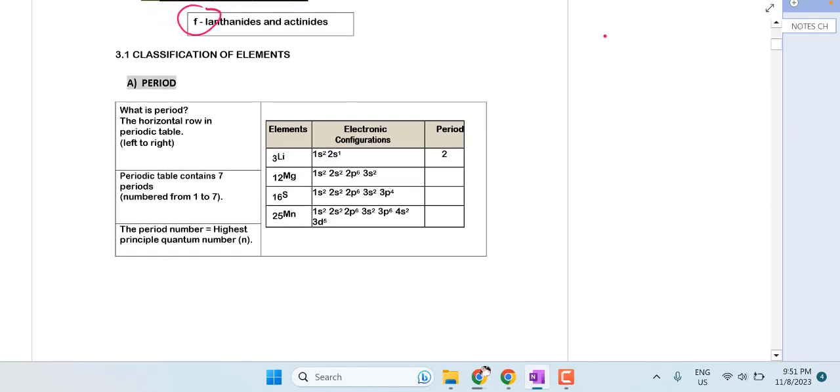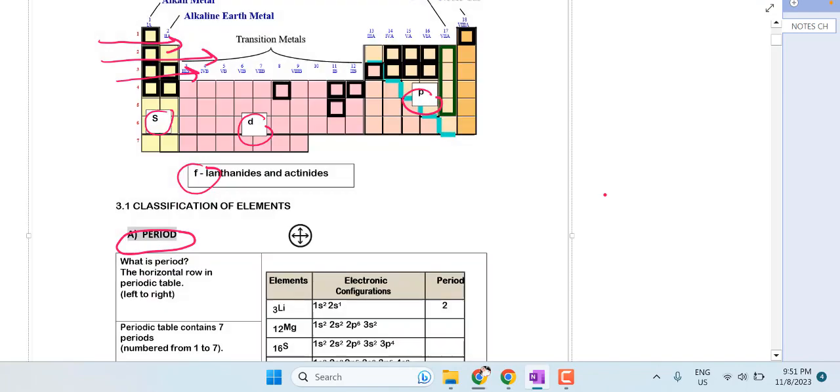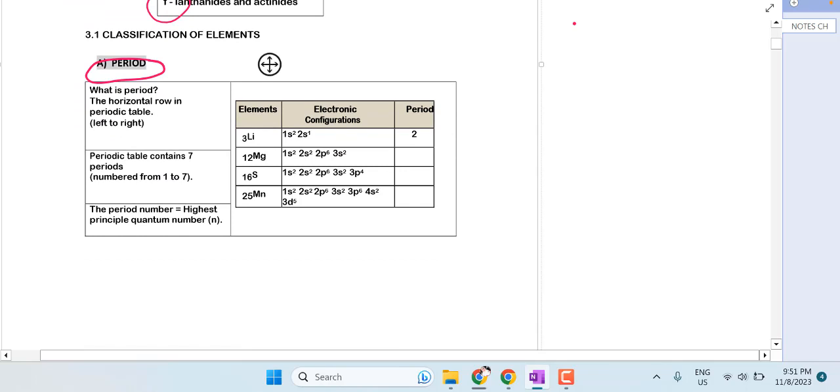Okay, so first from electronic configuration, we can figure out period. Period in Malay is kala. Period is something like this, from left to right. So basically there are 7 periods in the periodic table. Based on the electronic configuration, to determine period, we need to look at the highest value of n. So here is 1, 2, so the highest value of n is 2, so period number 2.